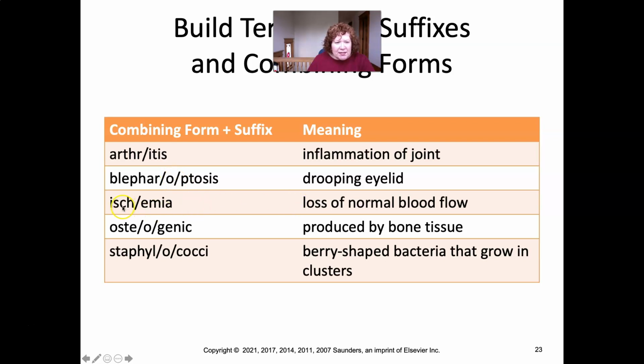The next one is ischemia. Make sure you practice pronouncing that one. Ischemia.